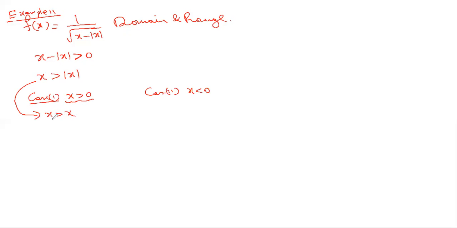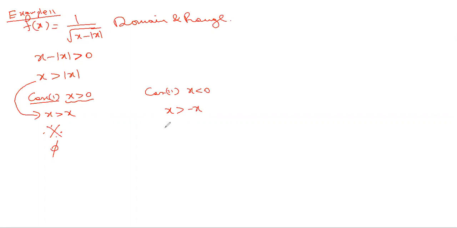So accepting that x greater than x is an impossible inequality is easier than accepting this. So it is not possible. X greater than x is not possible for any positive number. So the answer from this is empty. Next, coming to this, x less than 0. In case of x less than 0, mod x should be replaced with minus x.